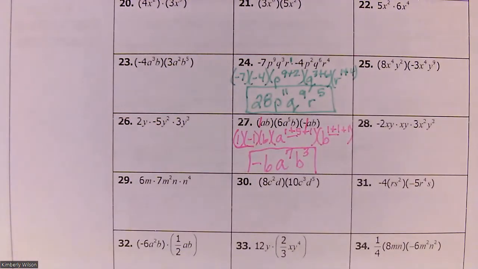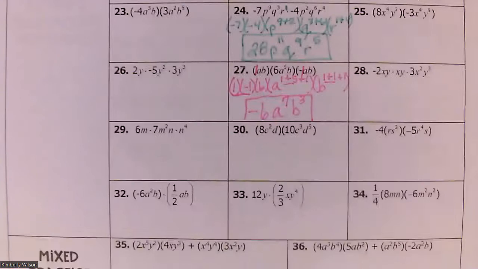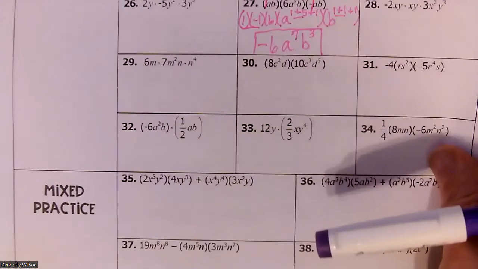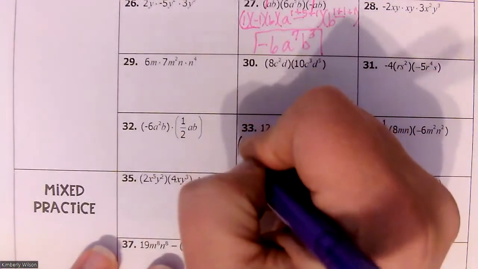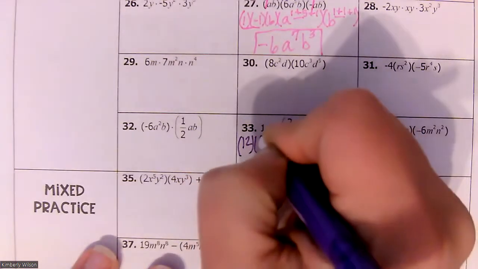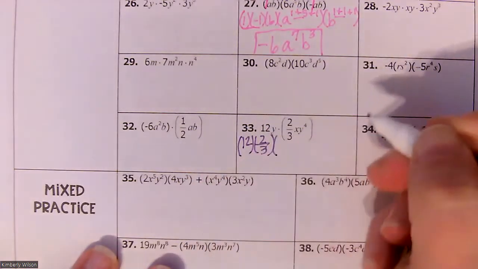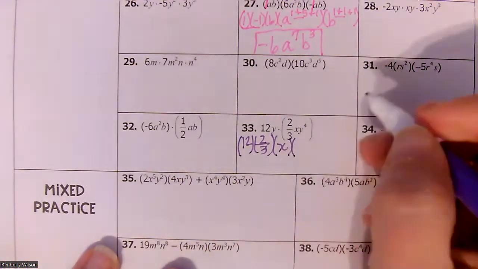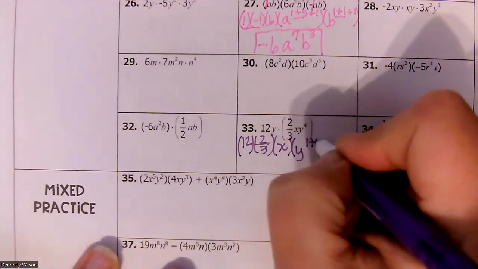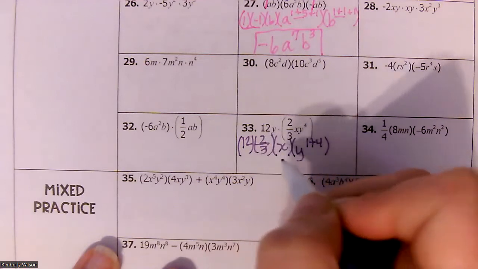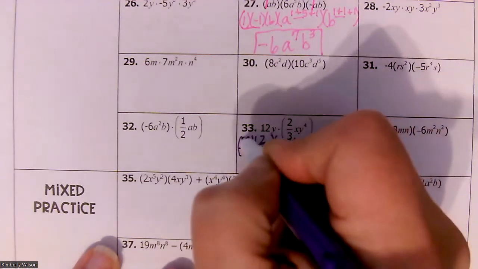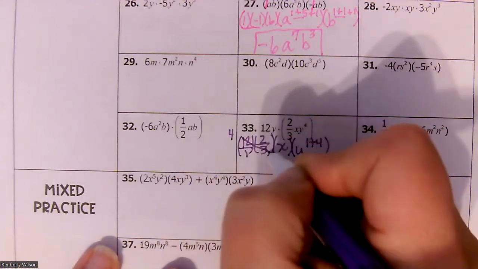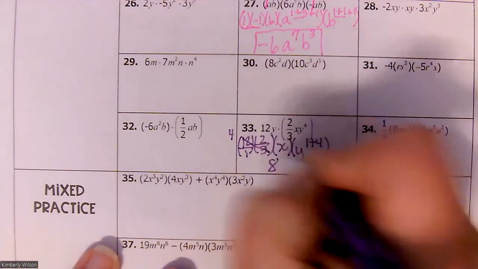Okay, 2 more, guys. Okay, looking at 33, where we pull in some of these fractions scenarios. So we're exposed to what we have to do. For 33, again, we do 12 times 2/3 times X. You always want it in alphabetical order, the variables. And then we have Y to the 1 plus 4. So 12 times 2/3, well, that's 12 over 1. I can cancel this, and that's going to become a 4, because 12 divided by 3 is 4. So 4 times 2 gives me 8.